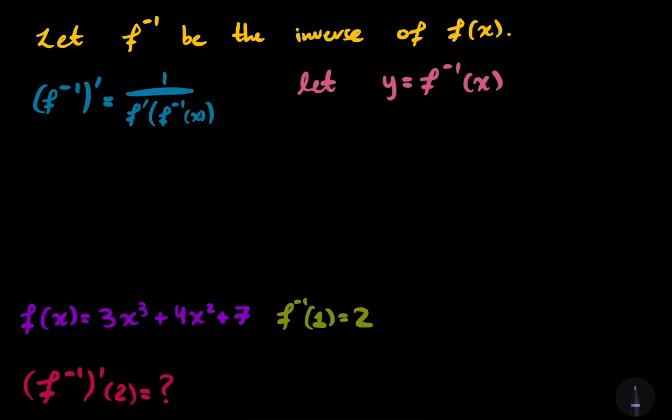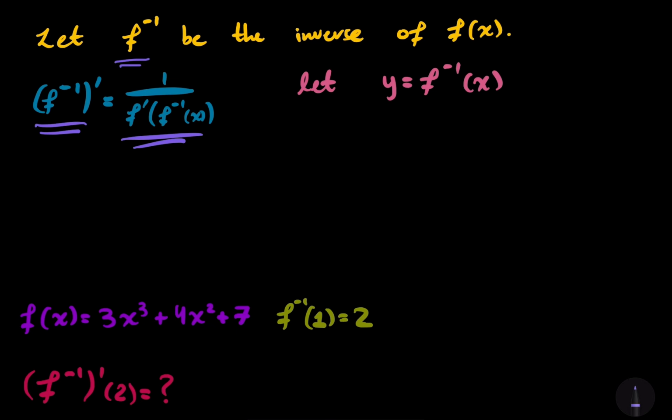So in today's video, we're going to take a look at the derivatives of inverse functions. If we have a function f of x, and f inverse is the inverse function, then the derivative with respect to x of f inverse of x, which we can denote as f inverse prime, is given by 1 over f prime of f inverse of x.